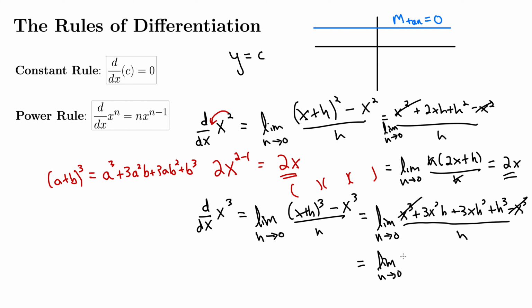But then we can factor an h out of everything remaining. So if we factor an h out, we have 3x squared plus 3xh plus h squared, all over h. And now finally we can cancel that h out. And now we can evaluate the limit because there's nothing left in the denominator. Everything's good to go for this limit. When we do that, the terms with the h in them will go to 0, leaving us with 3x squared. Whew, that was a lot of work.